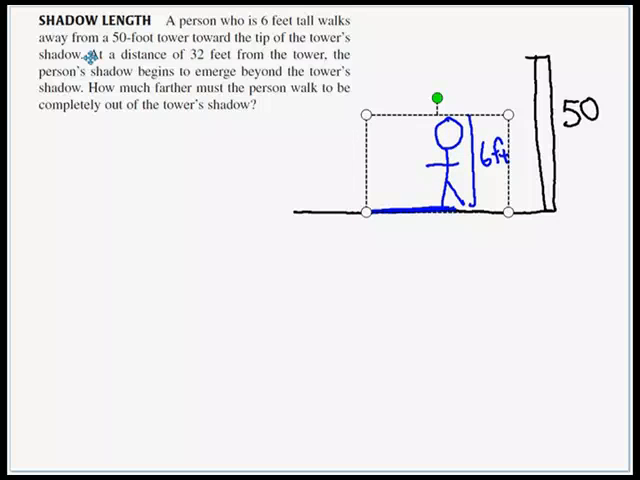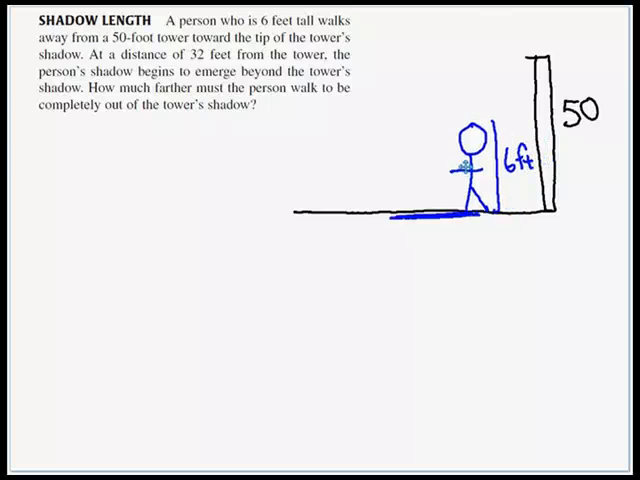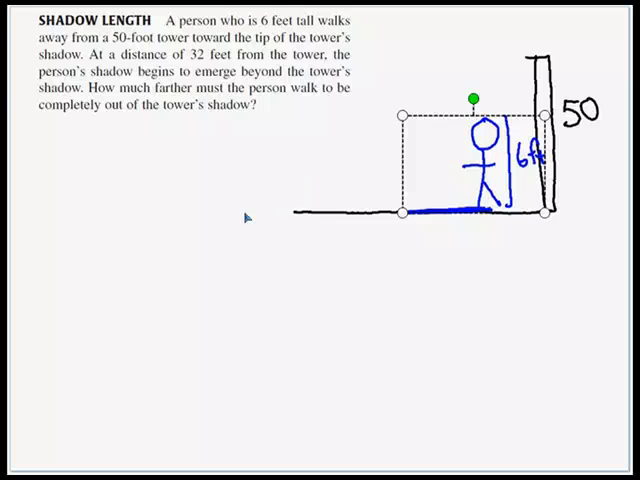So it says a person who is 6 feet tall is walking away from the tower. So there's the tower, he's walking away from it. He's walking across the tower shadow toward the tip of the tower shadow. Here's the tip of the shadow. This guy is walking toward it.